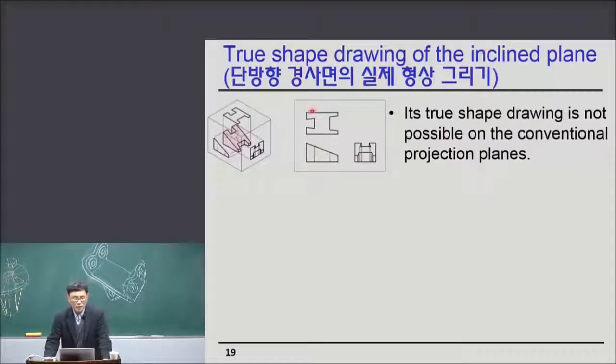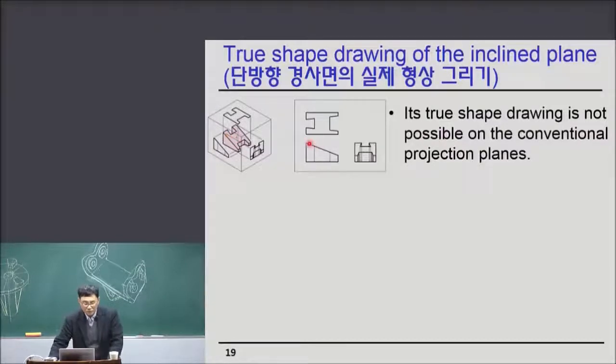For example, looking at this figure, the true shape, it has an inclined plane. What is the inclined plane? Please remember that I explained it at the second lecture, maybe. Inclined plane is one plane which is inclined, which is perpendicular to one projection plane, okay? So for example, this inclined plane is perpendicular, orthogonal to the projection view for a front view, okay, front view plane.